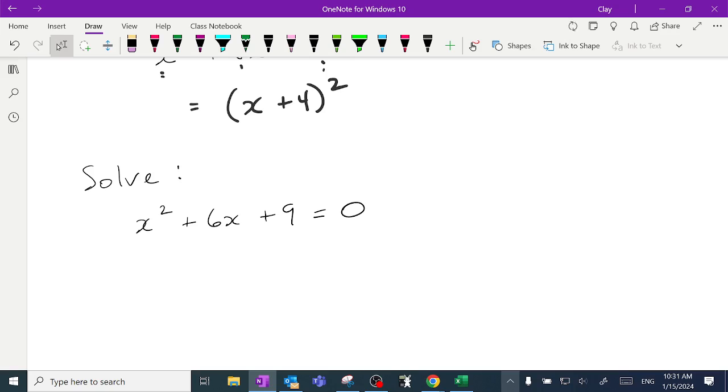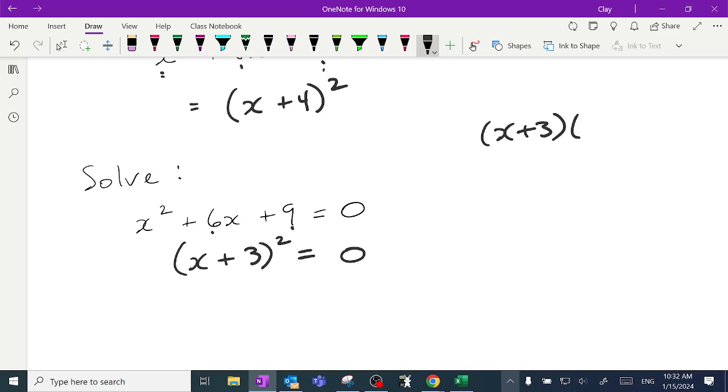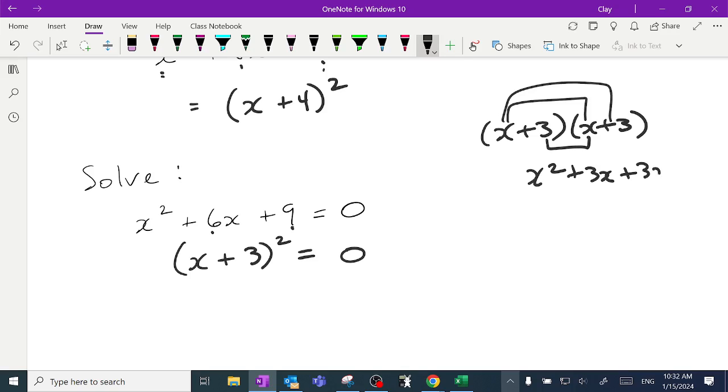We're going to say this is (x + 3)² = 0. And how do I know that's (x + 3)²? Because 9 is a perfect square, its square root is 3, and 3 doubled is 6. If you don't believe it, you can multiply it out. You can do a check if you want to. You don't have to write this down if you don't want to. Right? x² + 3x + 3x + 9. Yep, it makes this thing.